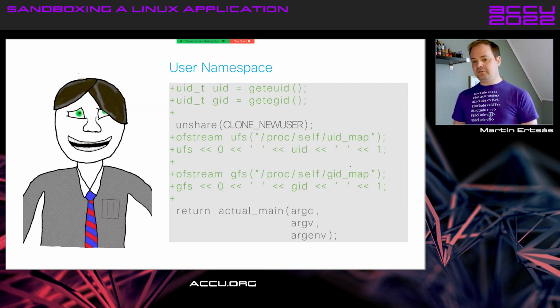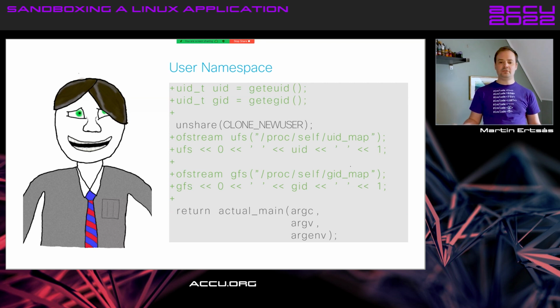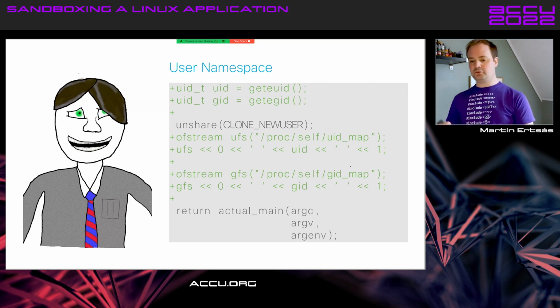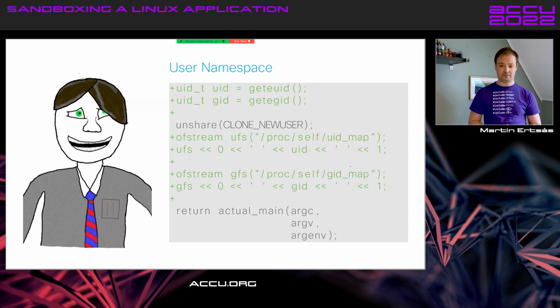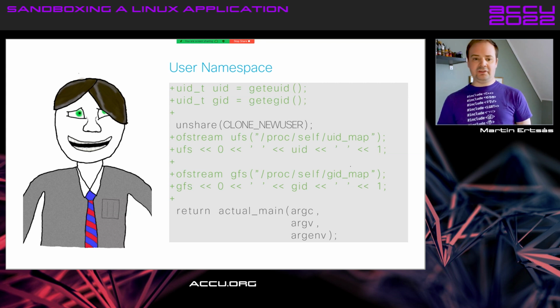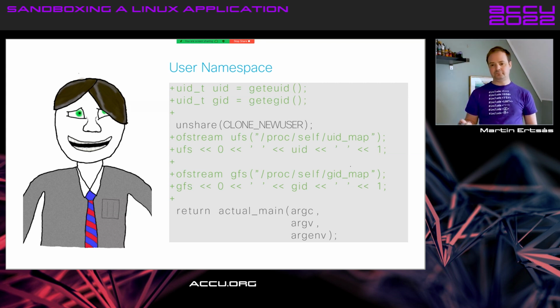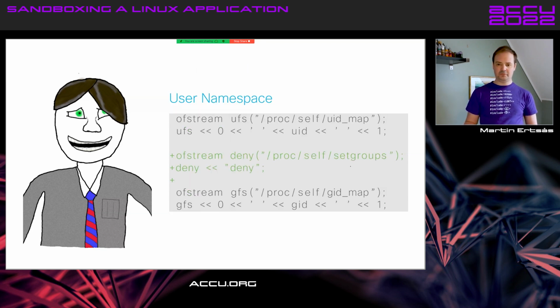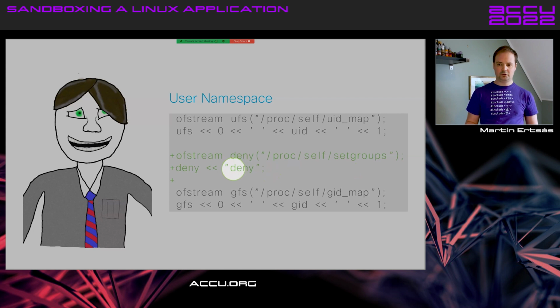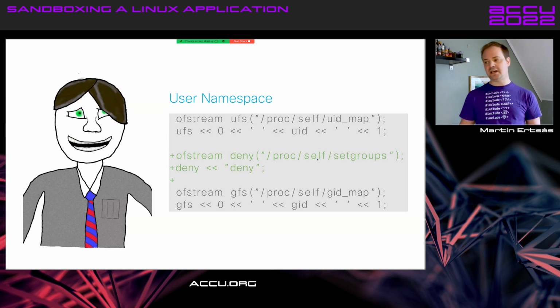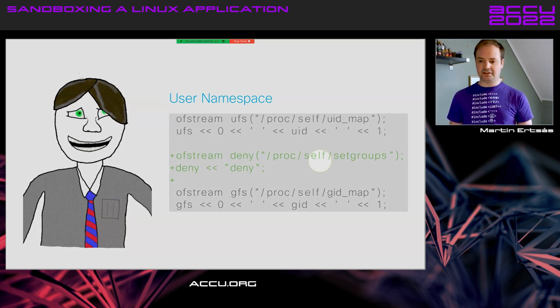Because on Linux, you have the ability to change who you're running as. You can add more groups to your running application, especially if you have permissions for that. And you have to turn that capability off. So before doing this write to gid_map, you have to first write the string deny to /proc/self/setgroups. This allows you to add supplementary groups to your current running user. And if you don't have that, you're not allowed to write this gid_map.